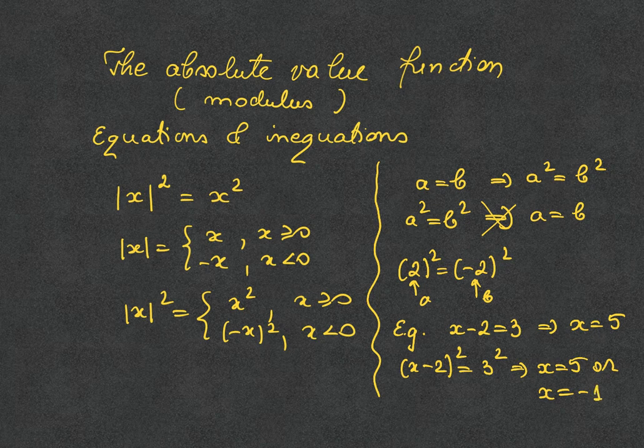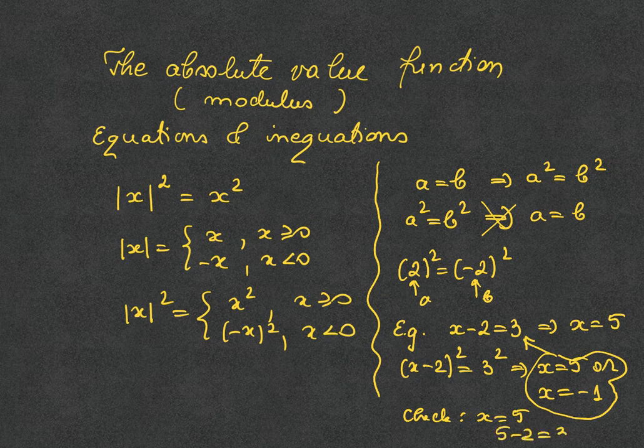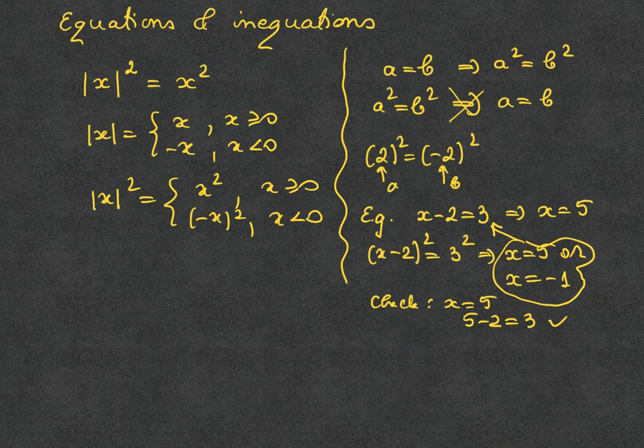Therefore, if I square both sides, I need to go back and check the solutions against the initial equation, if that's my starting equation. So I'll go at the end and say check. x equals 5: 5 minus 2 equals 3, correct, so 5 is a solution. x equals negative 1: negative 1 minus 2 is not 3. So this one is not applicable. So the only solution is x equals 5.